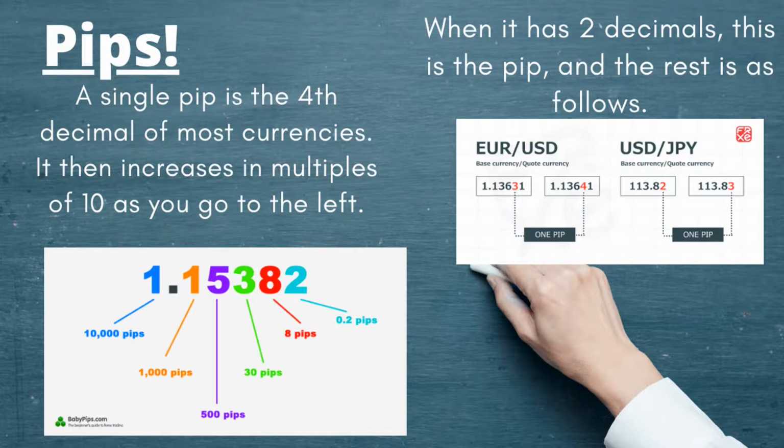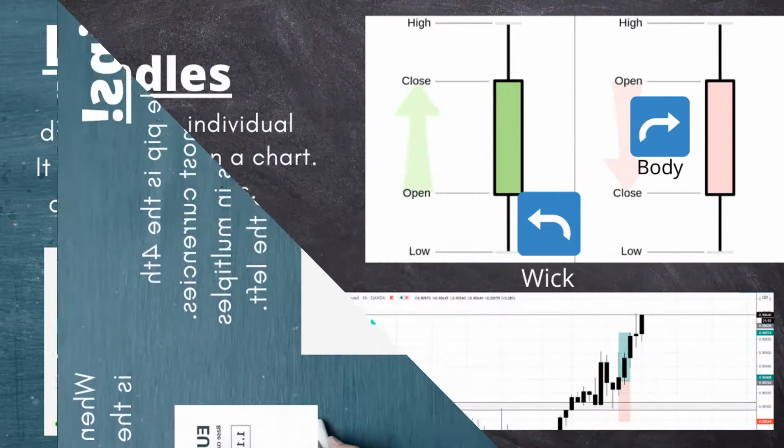This is normally what you see in these 5-digit numbers, but some currencies will have a 2 decimal position, such as USD JPY. We can see here that the furthest number on the right would be the single pip, and then everything else is the same. So the 8 would be 10 pips, the 3 would be 100 pips, and so on and so on. So that's really it for pips.